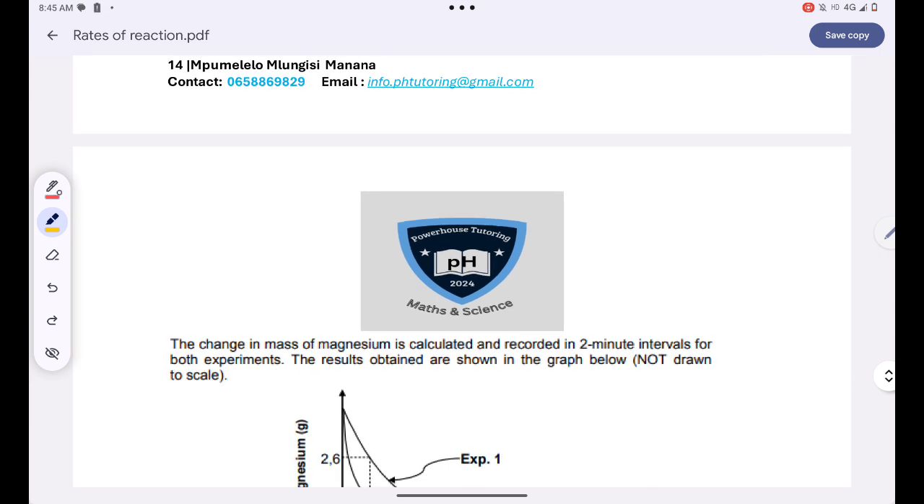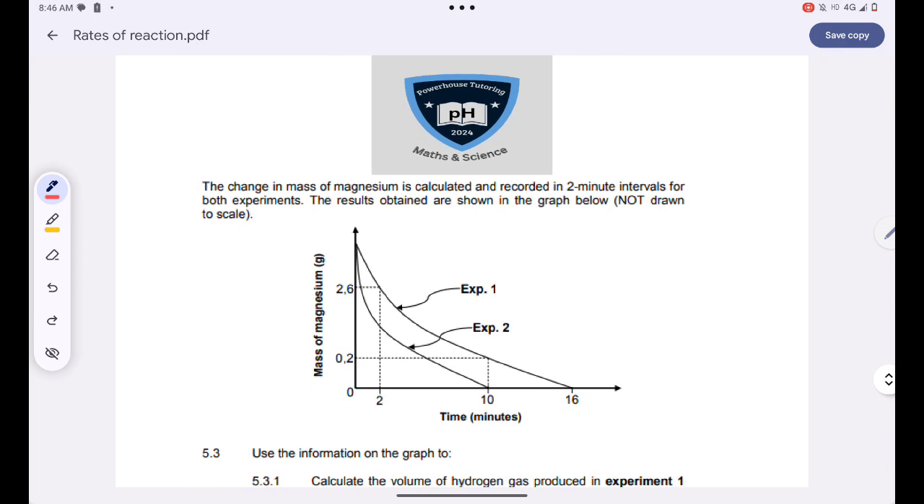Let me rewrite the reaction over there. I have magnesium solid plus hydrochloric acid giving us magnesium chloride plus hydrogen gas. And then I have a 2 there just to balance the equation. Okay, the change in mass of magnesium is calculated and recorded in 2 minute intervals for both experiments. The results obtained are shown in the graph below. Obviously, this is not drawn to scale.